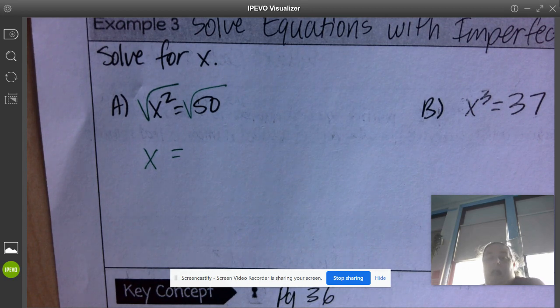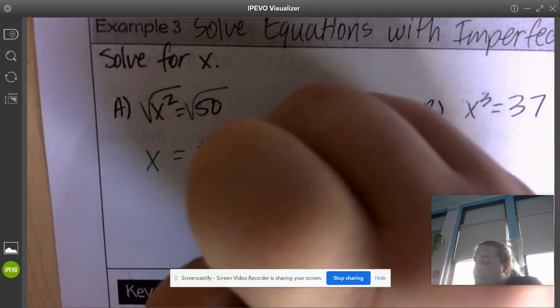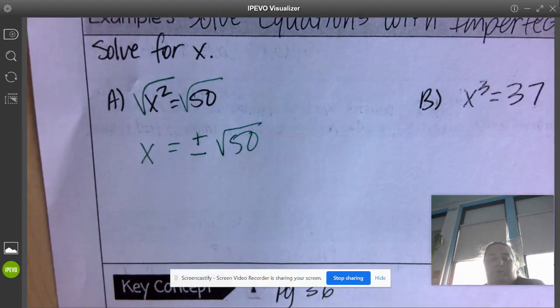Now, we did learn how to estimate, but unless it asks you to do that specifically, if it says estimate, approximate, about how much, then you'd want to. But if it doesn't, then you don't have to, okay? So we know that x is going to be either the positive or negative square root of 50. So this symbol right here means positive or negative.